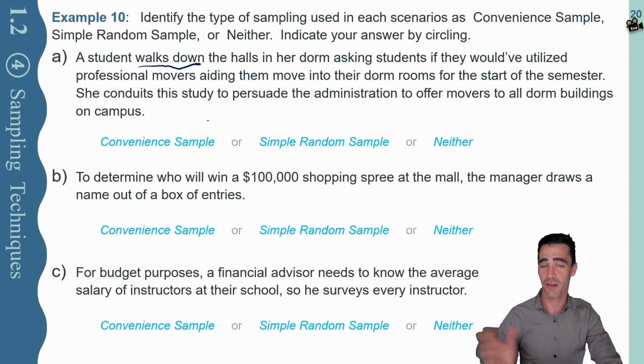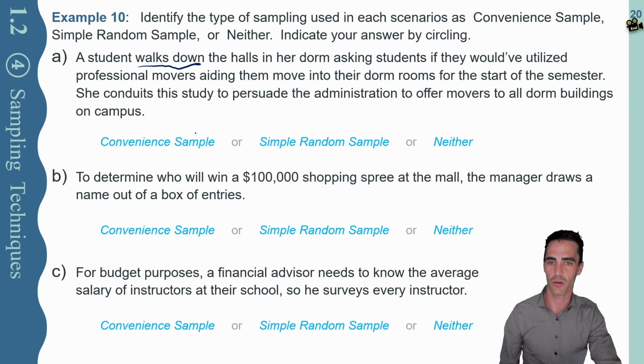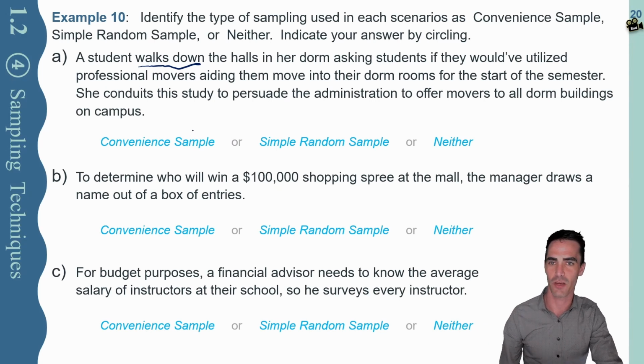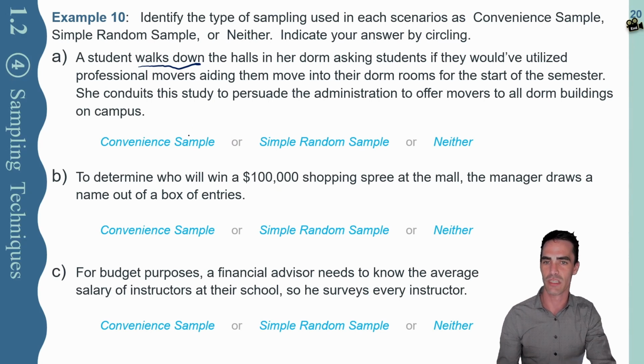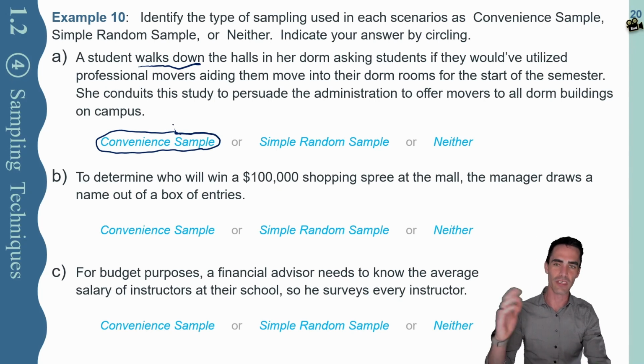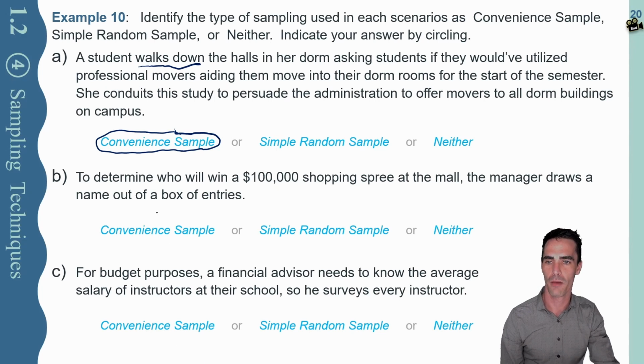Well, again, that can be very biased depending on her location or even the time, right? If it's like the end of the week and class is about to start, people might be in a bit more of a rush versus in the beginning. A lot of bias going on there, and certainly a very lazy sampling technique. Convenient sample for sure.